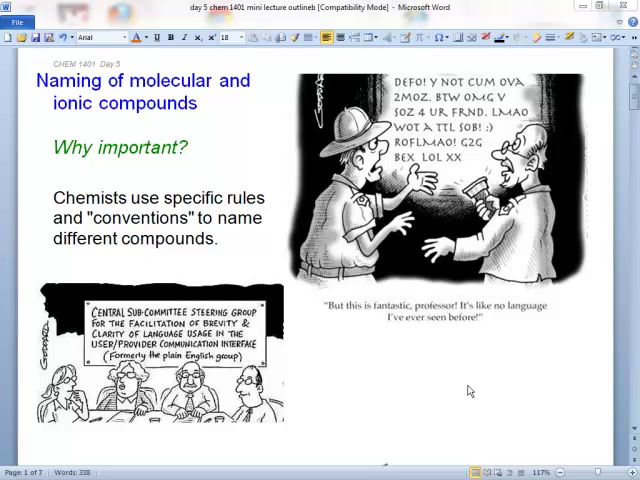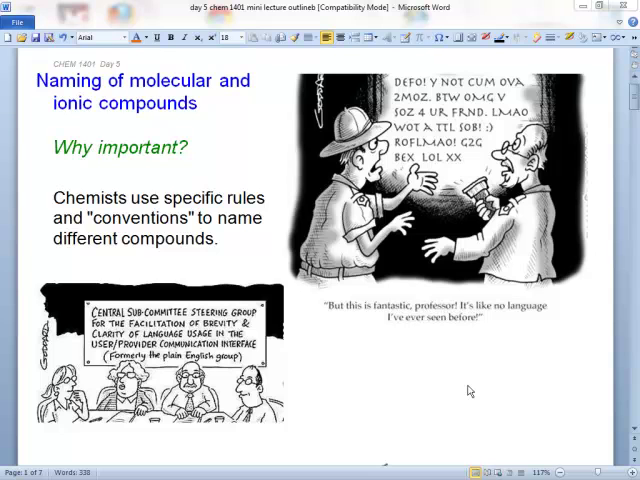So we're into naming now, naming of molecular and ionic compounds. And it's kind of like those archaeologists up there, right? They look at this, I mean, what the heck does it even say? Or these other folks down here, I like this bottom one. This is the name of their committee. An essential subcommittee steering group for the facilitation of brevity and clarity of language usage in the... It's not short, and it's not clear.